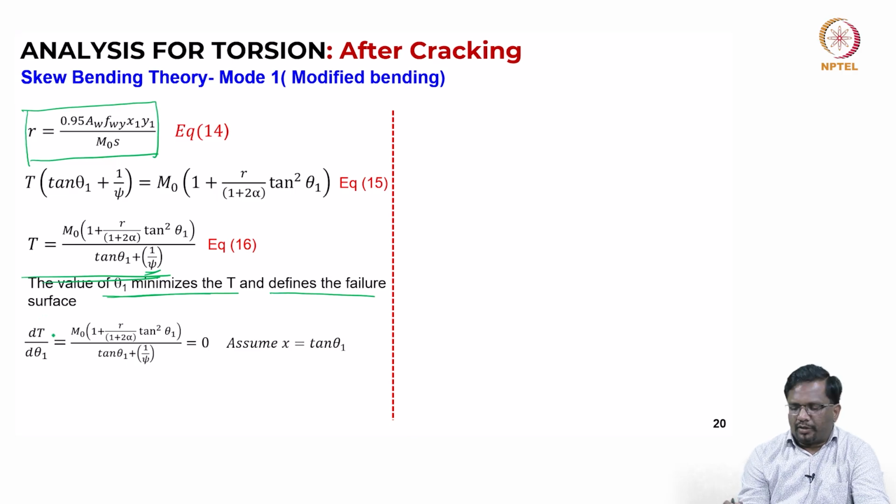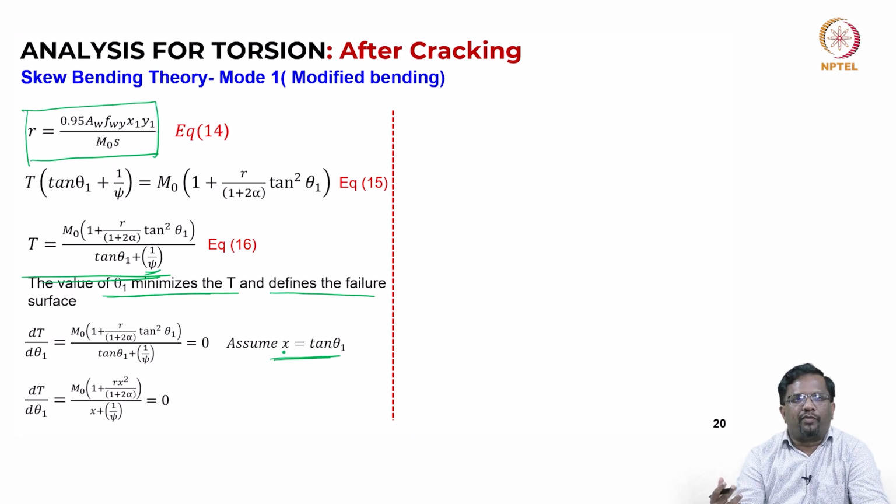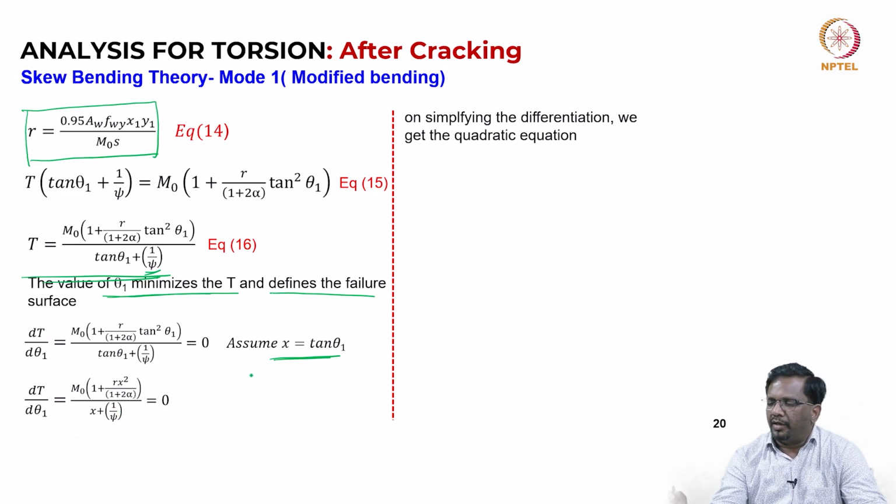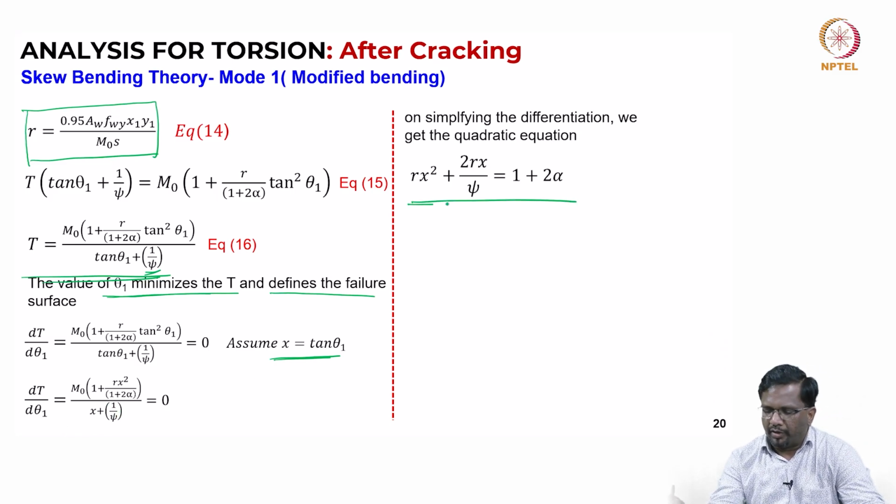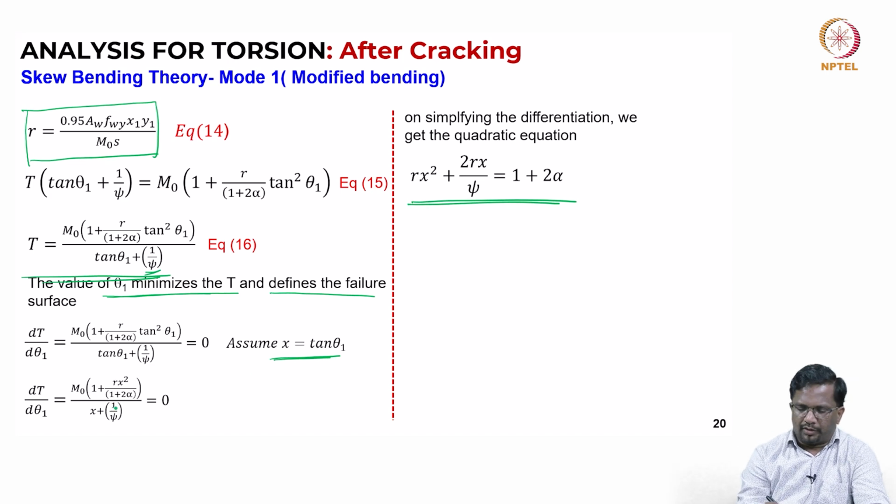Then if you do that, it can be expressed in the form of, let us say, tan theta 1 is taken as x. I want to express this in a simple quadratic form. So, you can say that as m0 into 1 plus r x square by 1 plus 2 alpha divided by x plus 1 by psi. If I equate this to 0, then we get this particular quadratic equation.